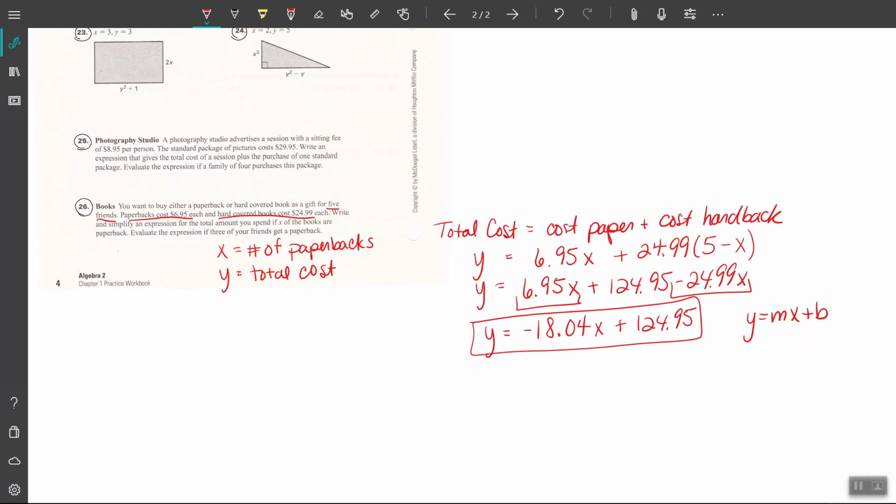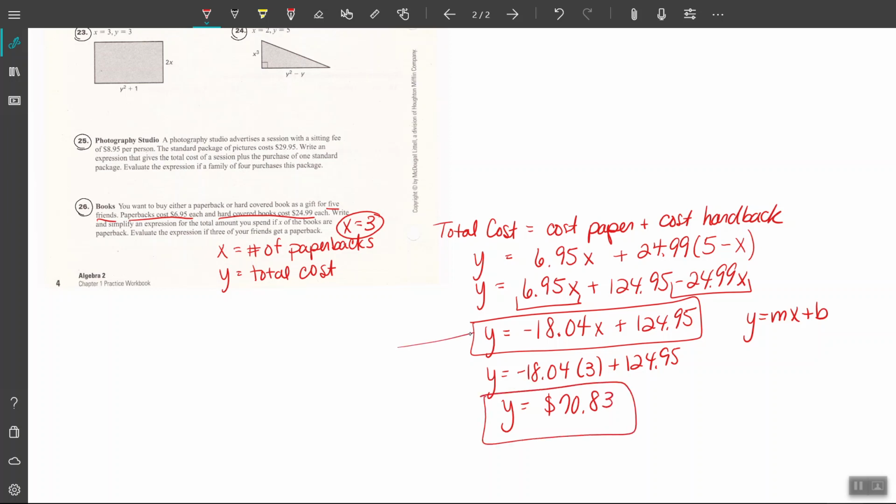Now they want you to evaluate the expression if 3 of your friends get a paperback. Since x is the number of paperbacks, they're saying evaluate at x of 3. So I'm going to drop 3 in for x. When I put all of that into my calculator, I will come out with $70.83. So this expression works for any scenario, however many paperbacks you're buying. This answer is specific to how much it's going to cost you if you buy 3 paperback books.